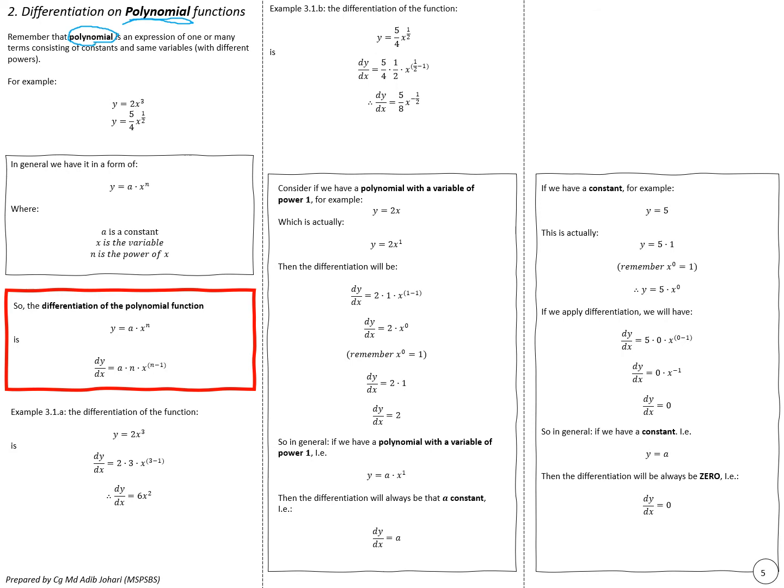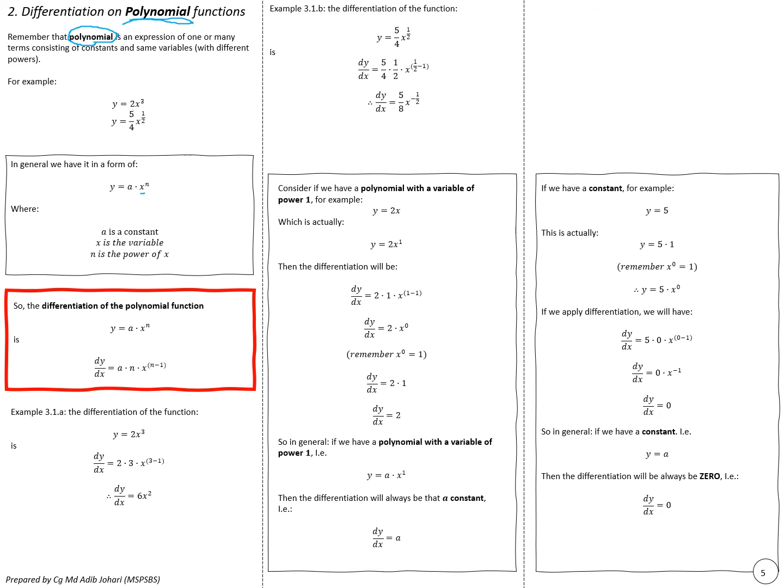So it's going to have this kind of form. In general, it's going to be y equals ax to the power of n, where a is a constant, x is the variable, and n is the power. So how am I going to differentiate this? You just follow this.